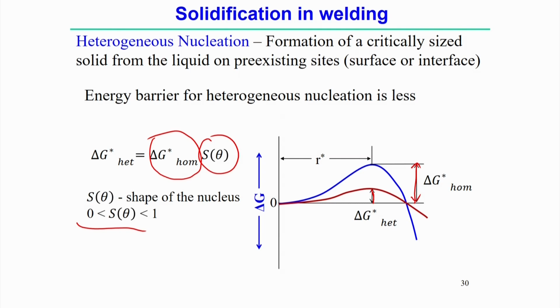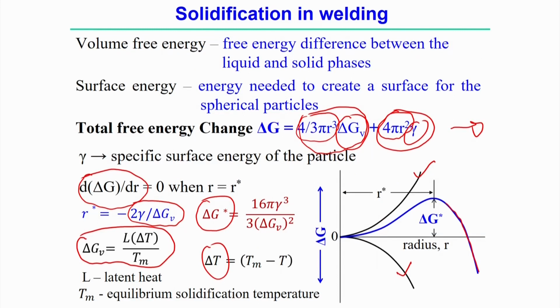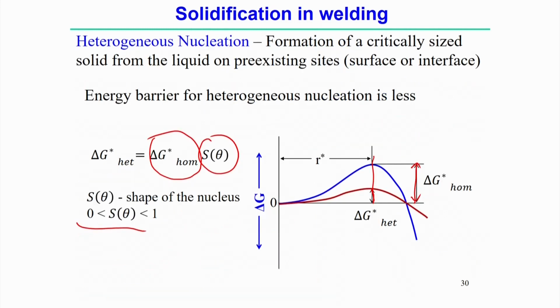But the critical size of the nucleus in both cases is the same, because the critical size of the nucleus intuitively depends on the volume free energy and the specific surface energy of the material of the particle. That is why the critical size of the nucleus is independent of the shape of the nucleus.